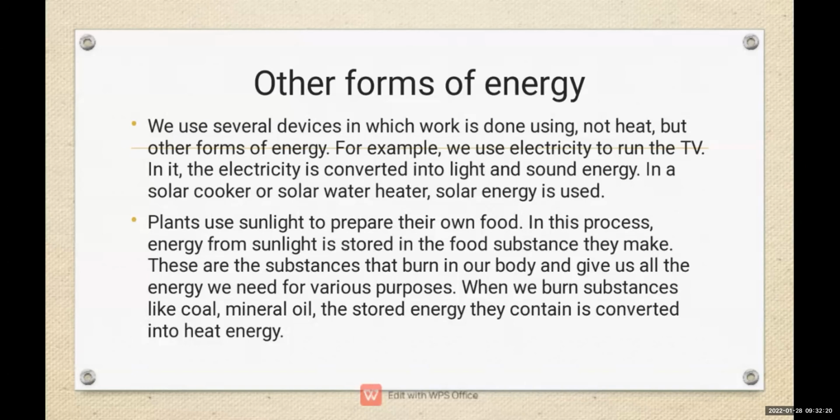In a solar cooker, a solar water heater, solar energy is used. Which type of energy is used for solar cooker or solar water heater case में? Solar energy, okay, is used. Plants use sunlight to prepare their own food. सबको पता है photosynthesis. Plants prepare their own food with the help of sunlight. Yes or no? Like that.